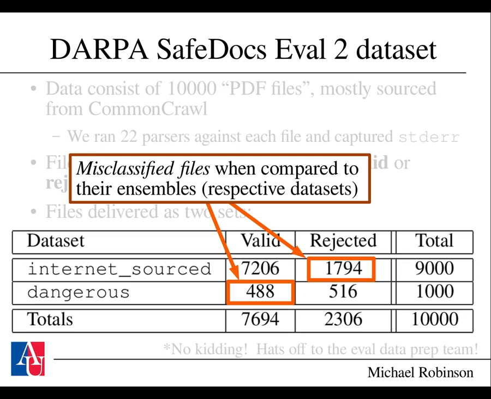What we're really interested in then is which files are misclassified. In a sense, the internet-sourced files are meant to be prototypical good files. The majority of them are valid. So any of the rejected are somehow misclassified in a sense.